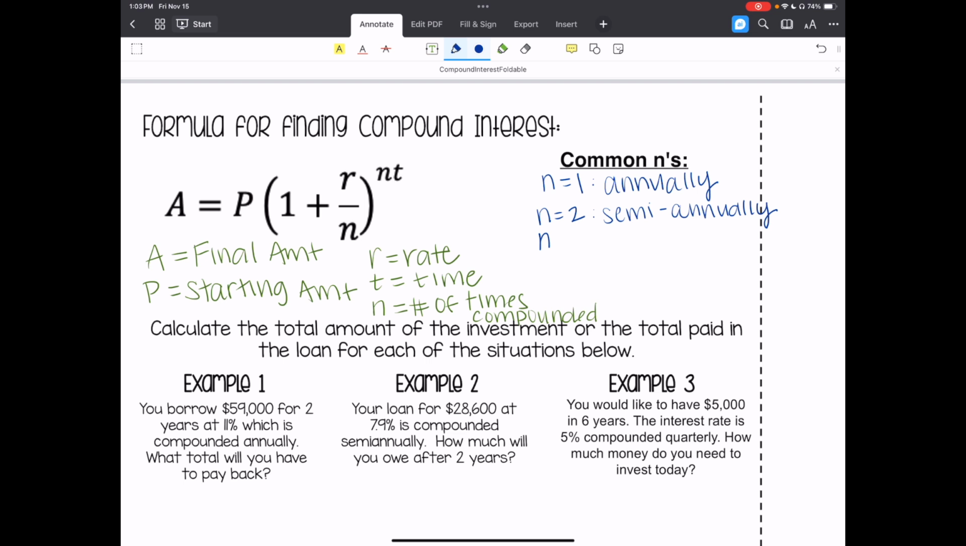If they do it quarterly, that means they're going to do it 4 times a year, so every 3 months. If they say monthly, that means once a month, so 12 times a year. If they say daily, that means they're going to collect interest every single day of the year, so 365.